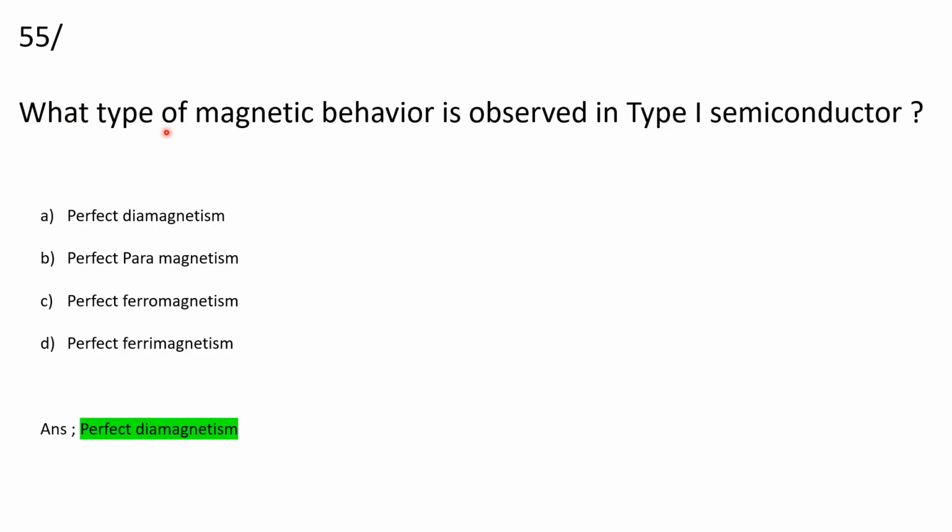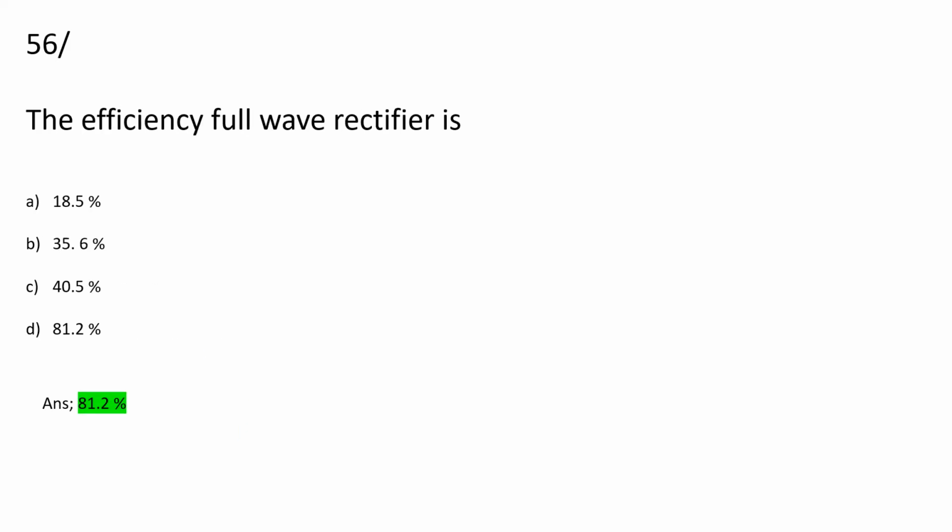Then what type of magnetic behavior is observed in a type 1 superconductor? And the options are perfect diamagnetism, perfect paramagnetism, perfect ferromagnetism and perfect ferrimagnetism. And here the answer will be perfect diamagnetism.